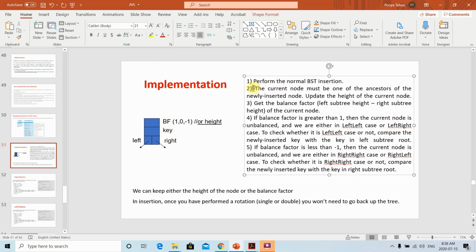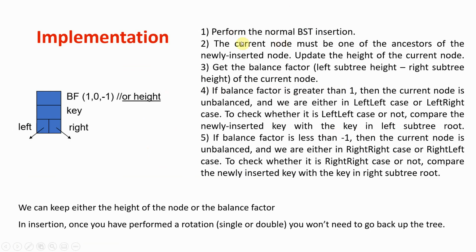So the first thing that we have to do is perform the normal BST insertion, like we saw in the previous video. The current node must be one of the ancestors of the newly inserted node. If we start from the root, we have the path towards the newly inserted node, and the current node is one of its ancestors. So we have to update the height of the current node and get the balance factor.